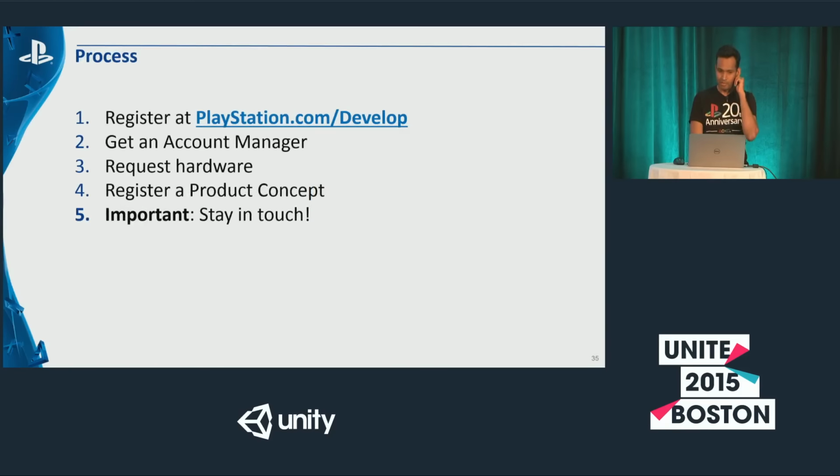Here's a quick rundown on the process. It's pretty straightforward. Sign up at playstation.com/develop, and once you fill out the form, you'll be assigned an account manager. After that, you can request hardware, register a prototype project concept, and then you're good to go. The most important part is to stay in touch with your account managers. We'll keep you up to date on the development.